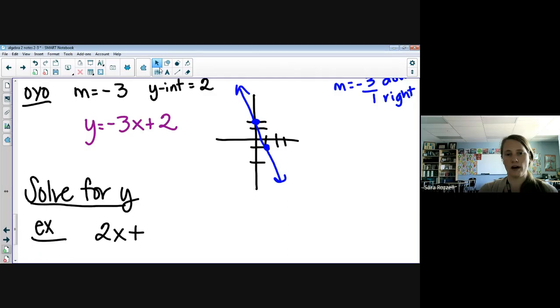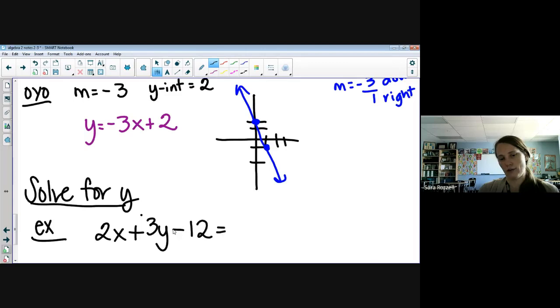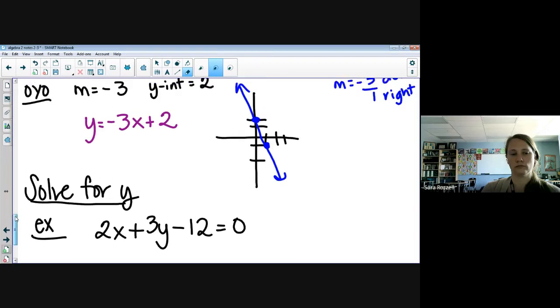2x plus 3y minus 12 is equal to 0. Okay. If someone said to graph this, it's not in the right form to graph it. We can't look at it and tell what the slope is. We can't look at it and see what the y-intercept is. So we've got to put it in that right form, the y equals mx plus b, to graph it. So for us to do that, we need to get the y by itself. So we want to move everything else to the other side, and we want to leave the y sitting right here. So that's got to stay, and everything else has got to go, right?